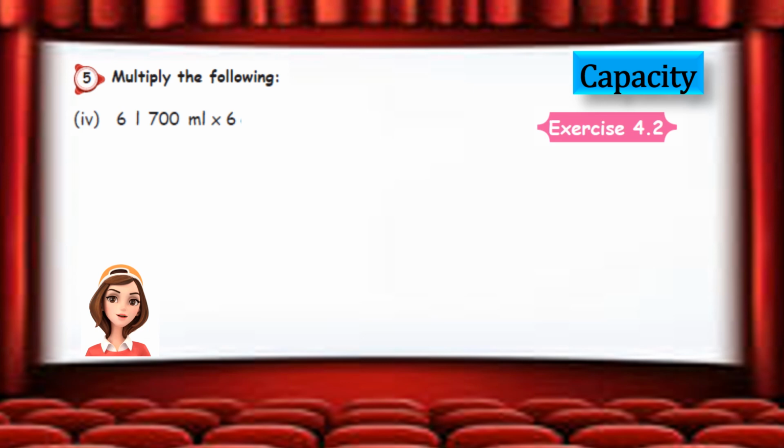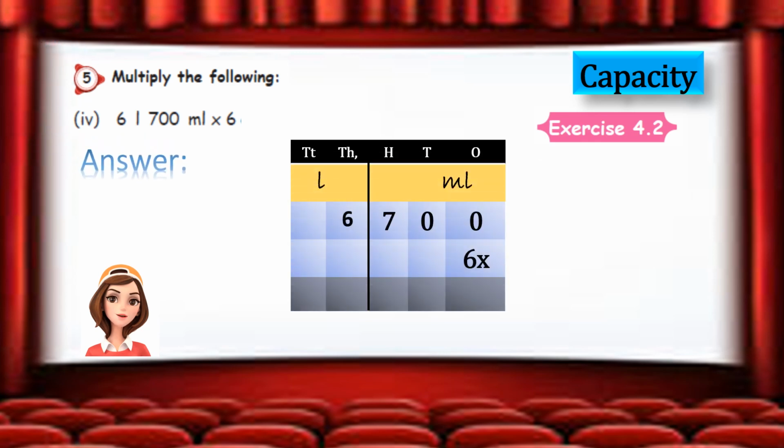Fourth sum, 6 liter 700 milliliter into 6. As usual, let us start with the tabular column like this. So I have split into liter and milliliter. So let us start. 6 zeros are 0 only, isn't it? Whatever number you multiply with 0, 0 is the answer, don't forget. Then 6 zeros are, once again 0 is the answer here. Then come to 6 sevens are 42. So 2 must come down and 4 must be carried forward, right.